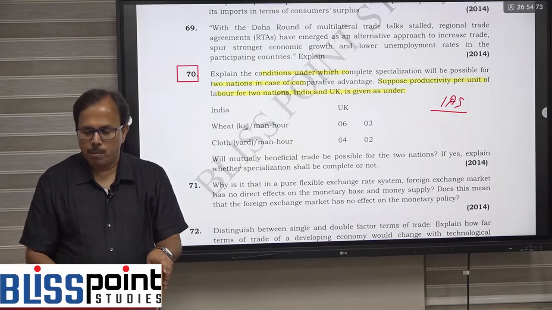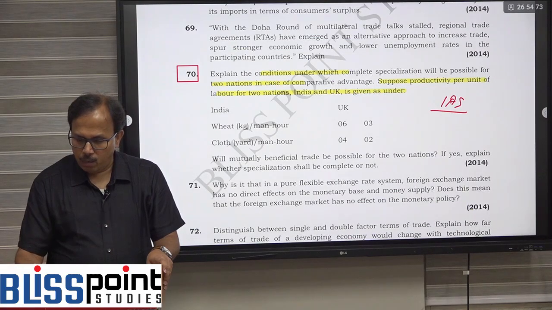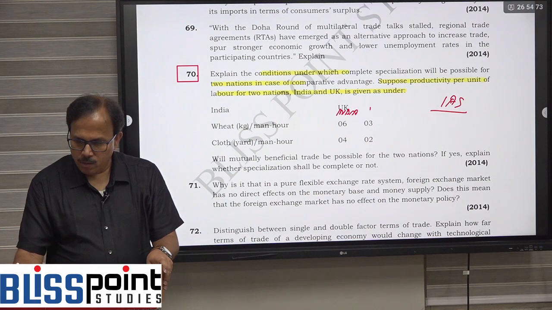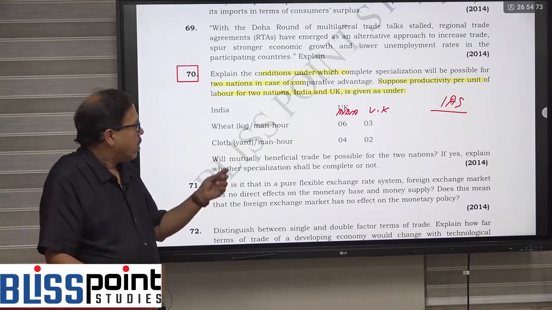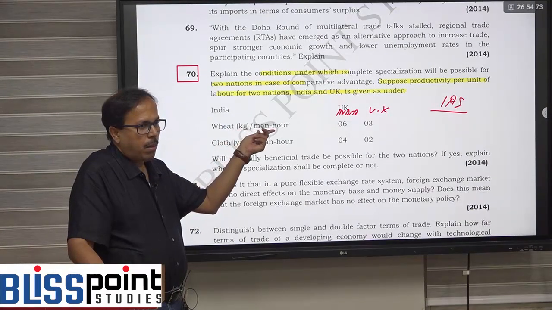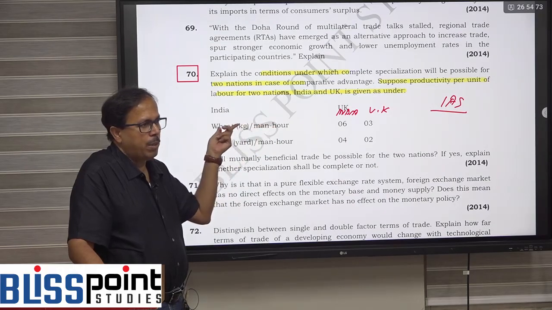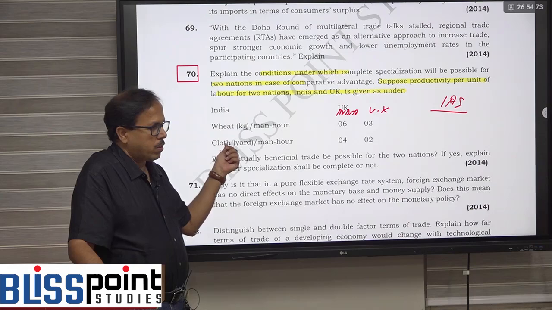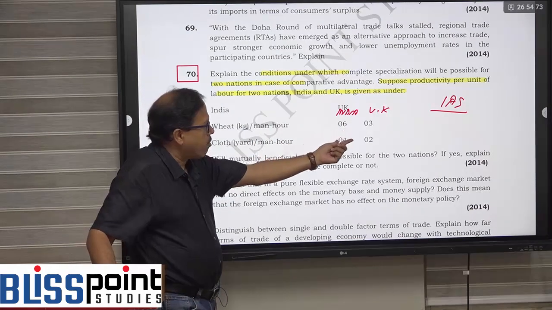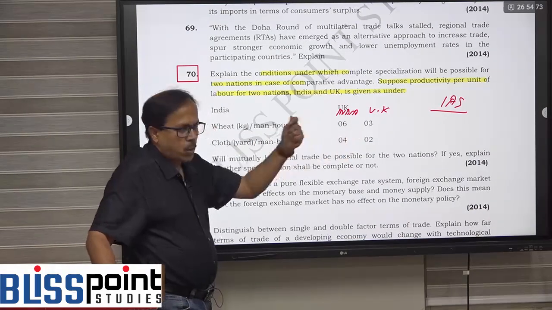जैसे वो क्वेश्चन था वैसे ये भी है. और इंडिया के लिए wheat और cloth. So this information is for India first and this is for UK. Wheat per man hour, that is, in 1 hour how many quantity of wheat, in 1 hour how many quantity of cloth. So for India it is written 6 and 4, for UK it is 3 and 2.